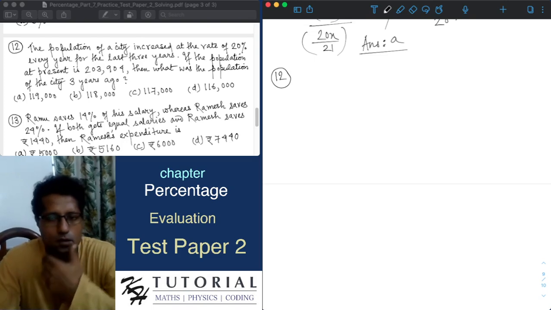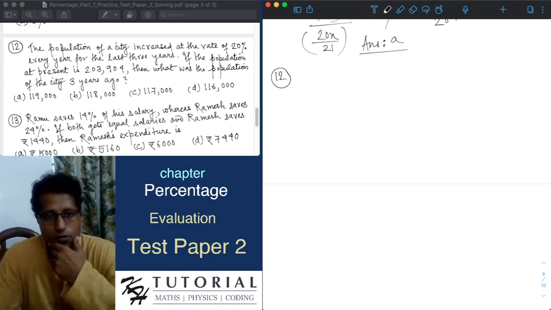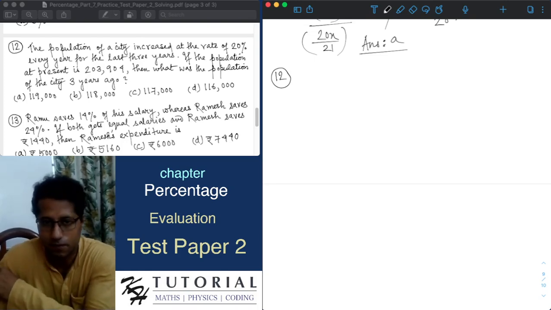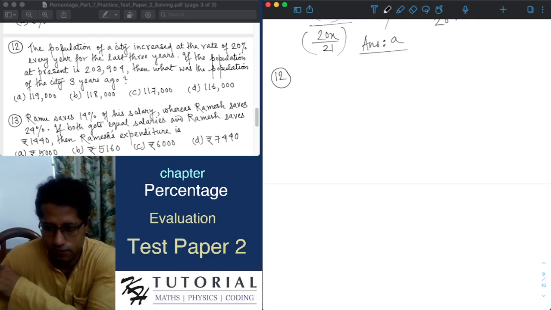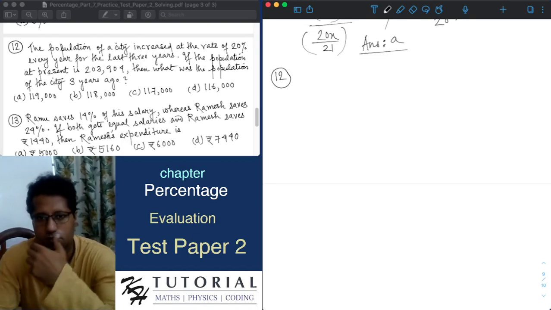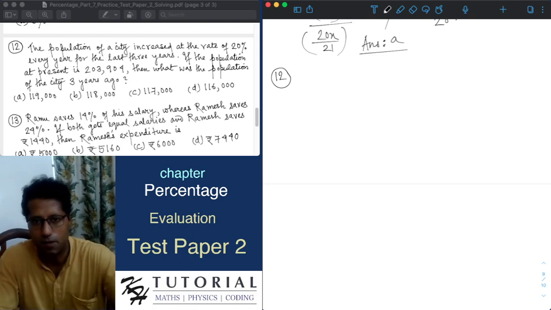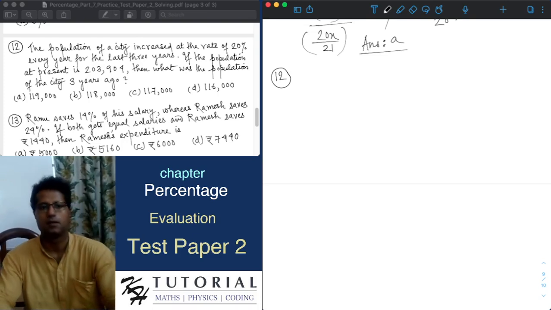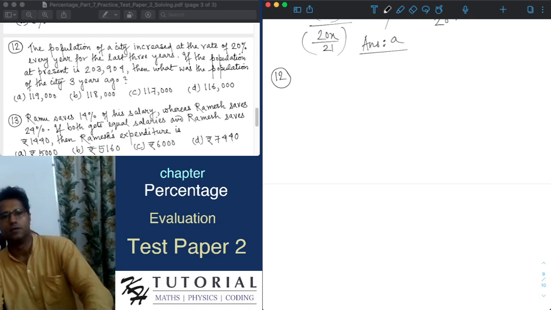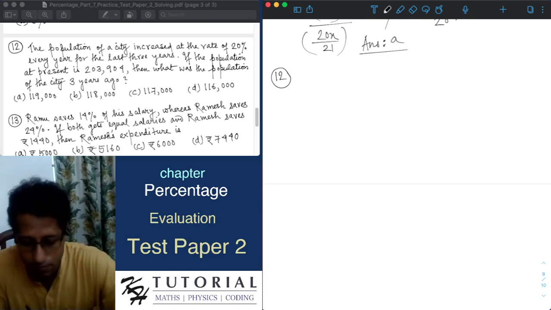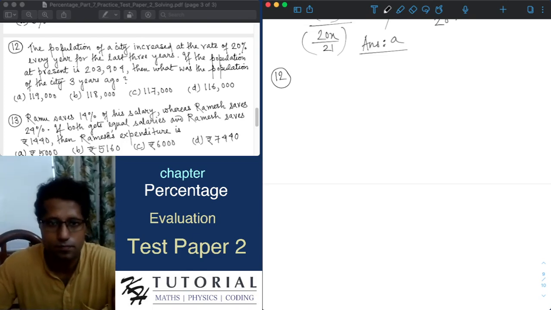So for the last 3 years, the population was increasing by 20% every year. At the end of the first year, 20% got increased, and then at the end of the second year, another 20% got increased based on the population at the end of the first year. This way, at the end of 3 years, the population is given to be 203,904. Then it is asking what was the population of the city 3 years ago.